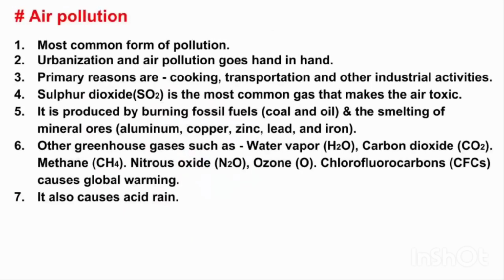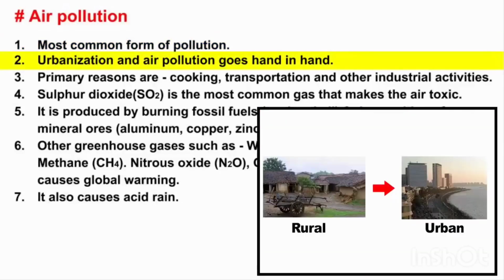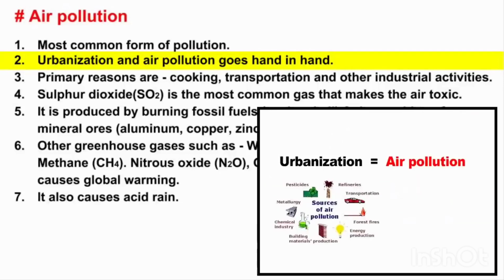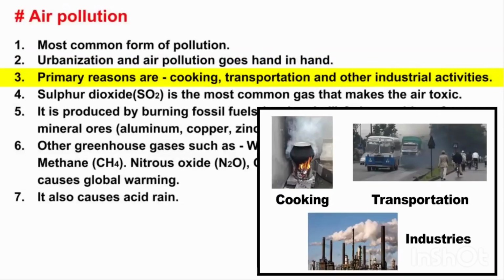The first one is air pollution. It is the most common and dangerous form of pollution. As the society moves towards urbanization, air pollution increases. Therefore, urbanization and air pollution goes hand in hand. Excessive fuel combustion from cooking, transportation, and other industrial activities is the primary reason behind air pollution.